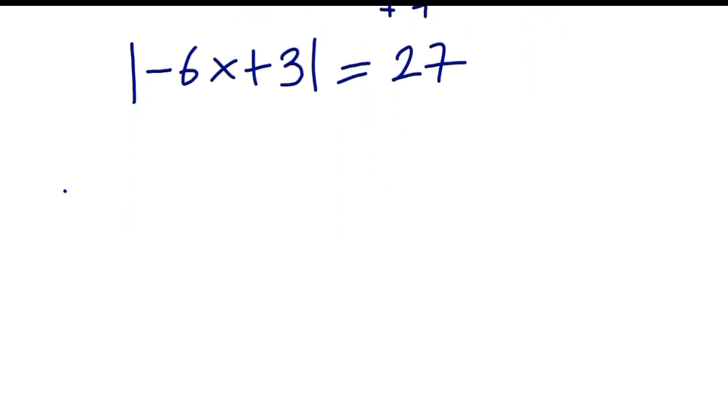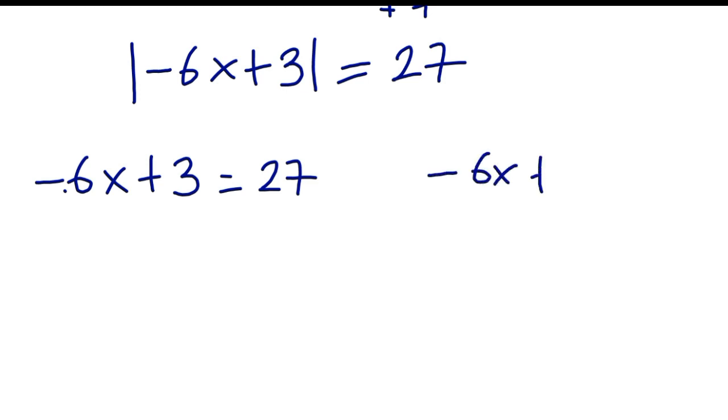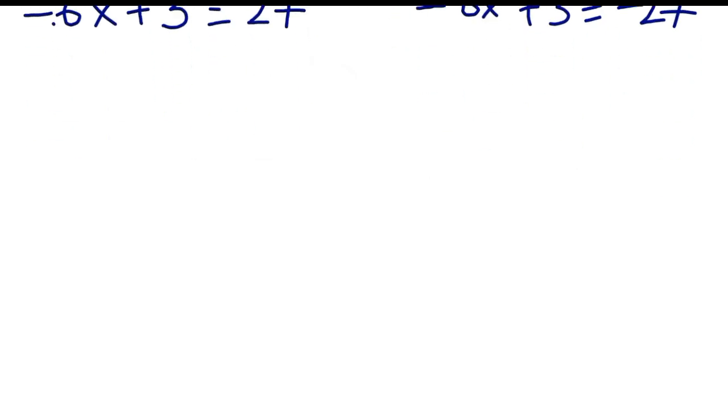So this is going to give us that minus 6x plus 3 is equal to 27, or minus 6x plus 3 is equal to minus 27. Now, we can go ahead and solve that by ourselves.